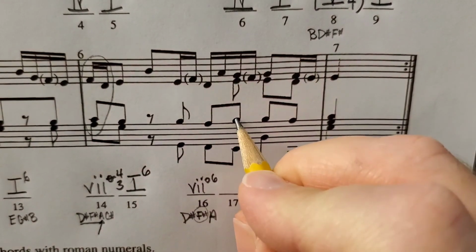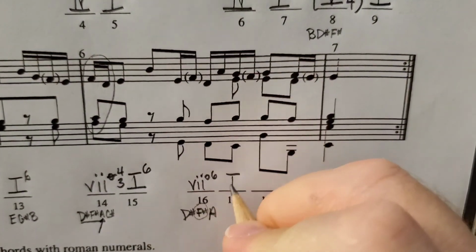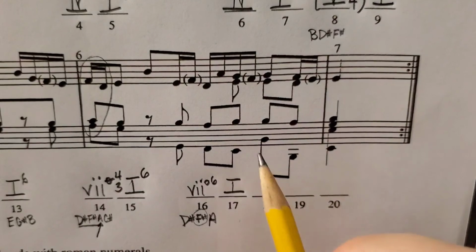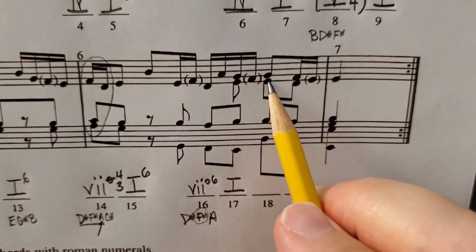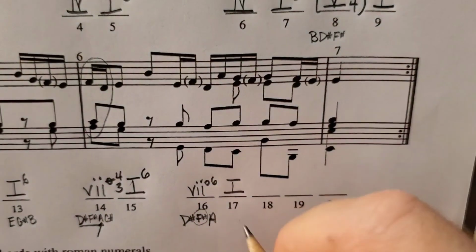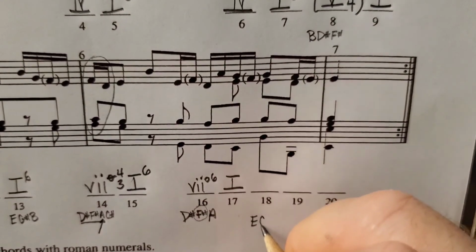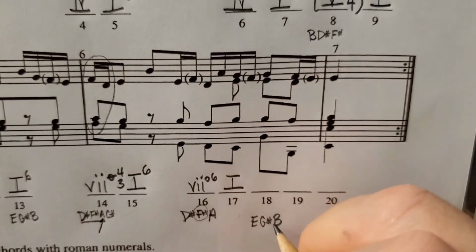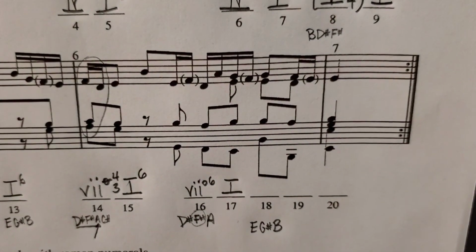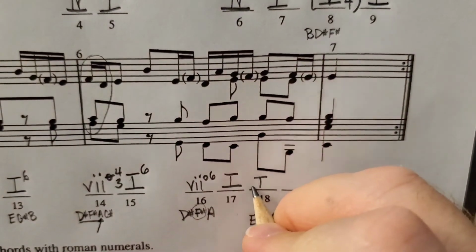And then E, B, E, G sharp is 1. B, B, E, G sharp. Well, in the root position, that's going to be E, G sharp, B. Notice it's 1/6/4.